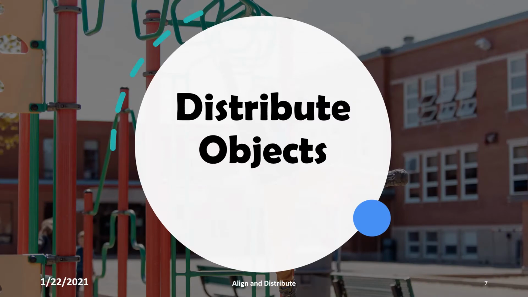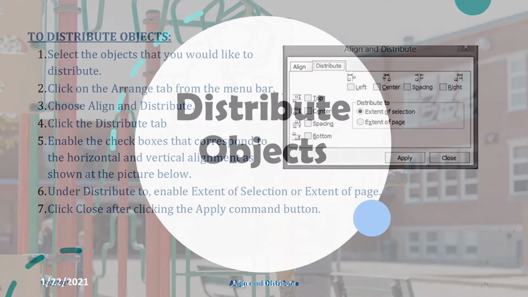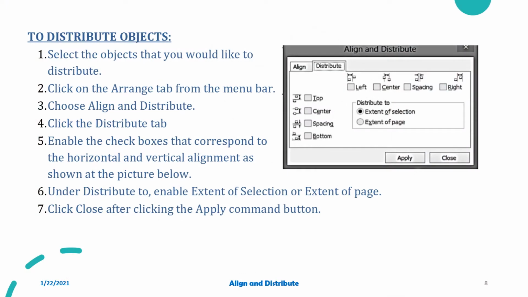This time, I will be discussing to you on how you are going to distribute the objects. So to distribute the objects, you can see the Distribute command under the Align and Distribute to align. But you have to select or click the Distribute tab beside the Align tab. So again, based on the steps, the first step, you have to select the object that you would like to distribute.